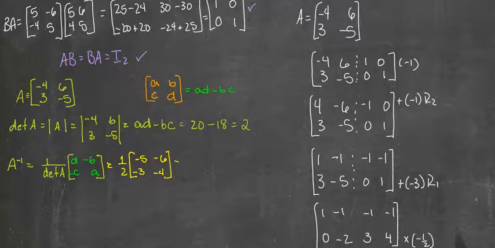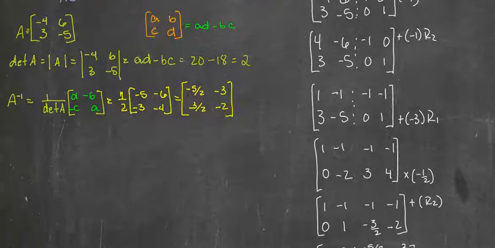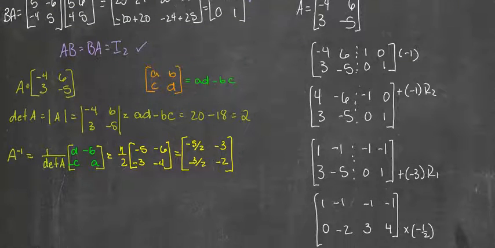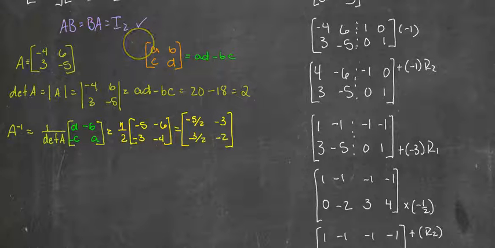Now I just have a scalar operation. 1/2 times -5 is -5/2. 1/2 times -6 is -3. 1/2 times -3 is -3/2. And 1/2 times -4 is -2. And do you remember what the matrix was when we found it by row operations? Check it out. -5/2, -3, -3/2, and -2. Pretty cool, huh? Okay, well, so this is great for 2x2 matrices.